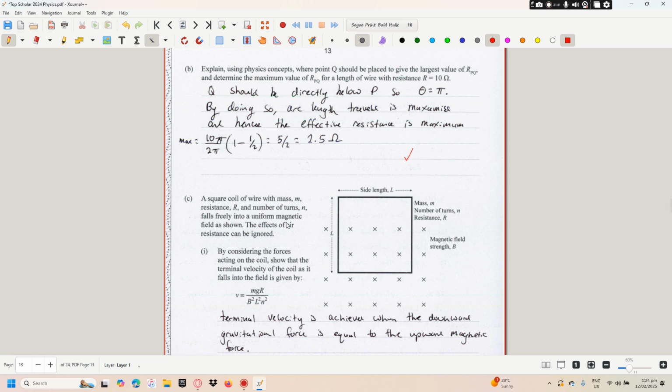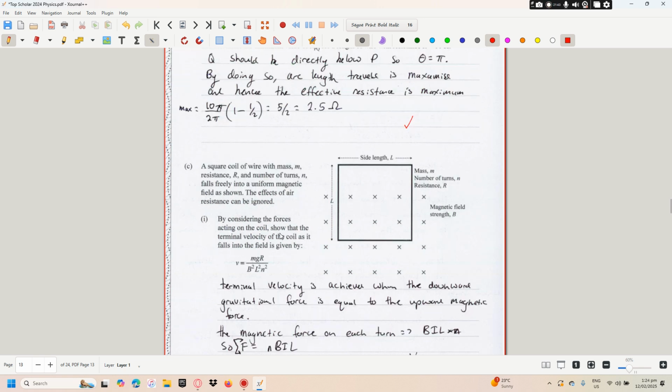A square coil of wire with mass m, resistance r, number of turns n, falls into a magnetic field. The effects of air resistance will be ignored, which is good. So you've got to show that the terminal velocity is this. Now this looks terrible. It genuinely looks terrible. But you just have to stick with it. You write out your first line.